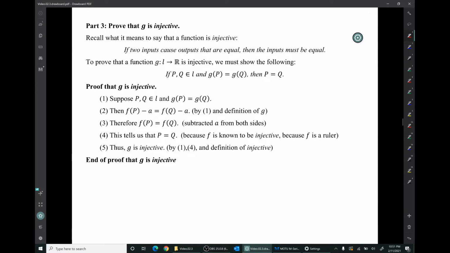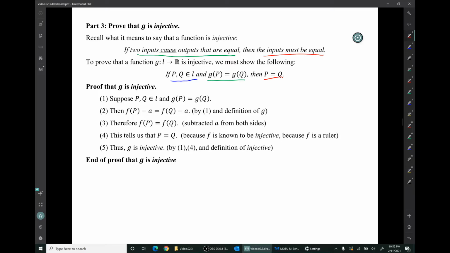Now what about proof part 3, proof that G is injective? Well, how do we prove that? Remember what it means to say that a function is injective. If two inputs cause outputs that are equal, then the inputs must be equal. So in our current situation, our function G is a function from the line L to the real numbers. So what we have to prove is this. If we have 2 points on the line L such that G of P equals G of Q, that is, if they cause outputs that are equal, then those points must have been equal.